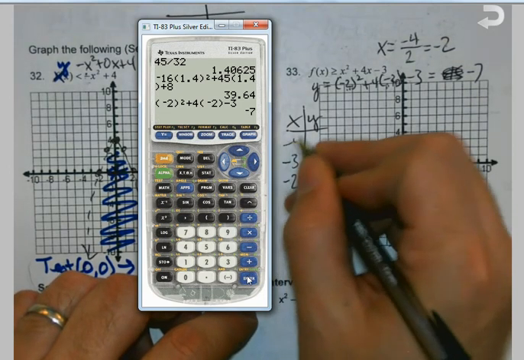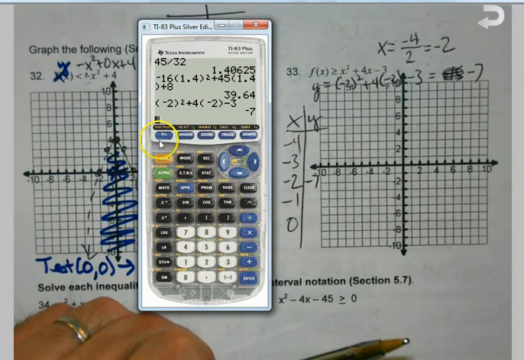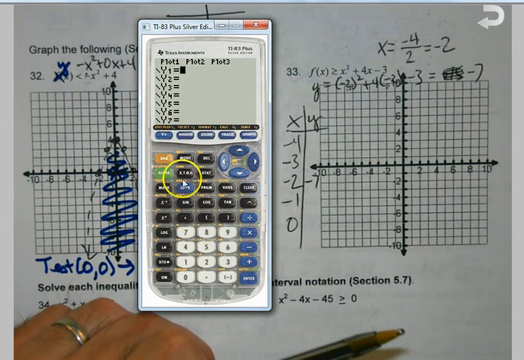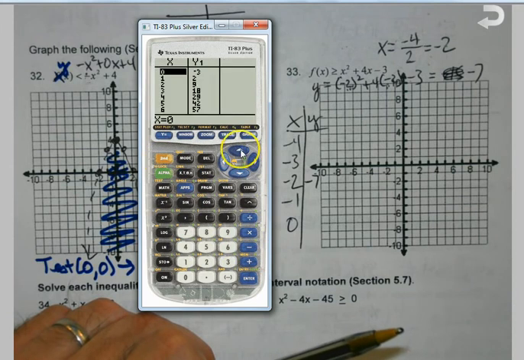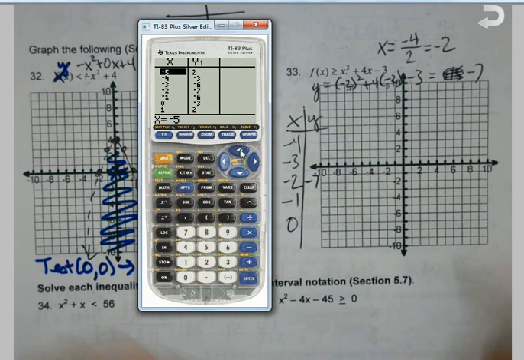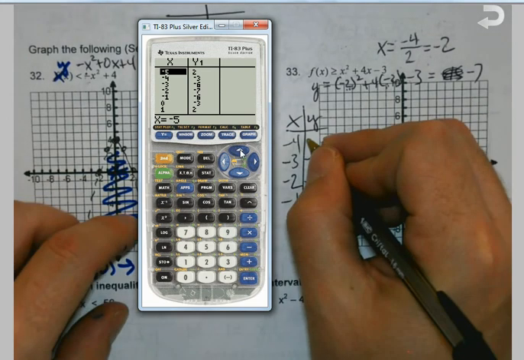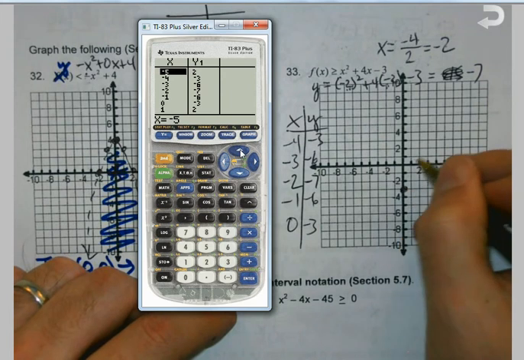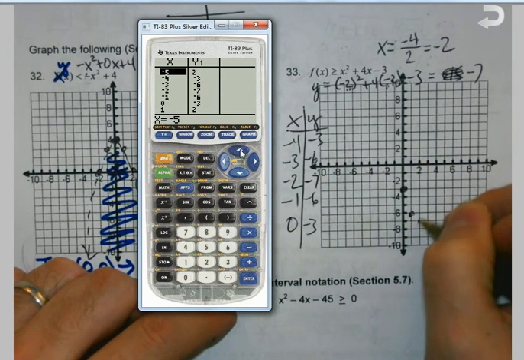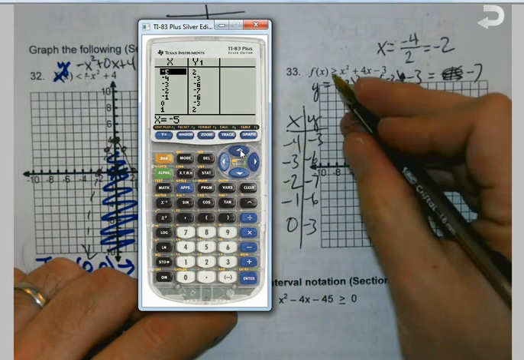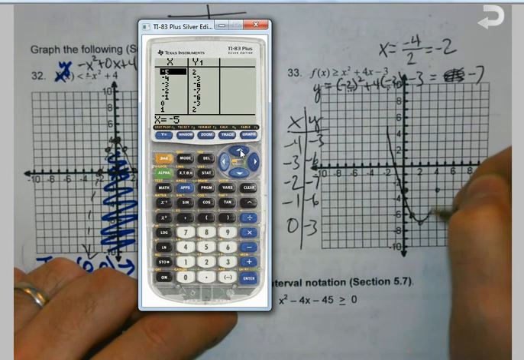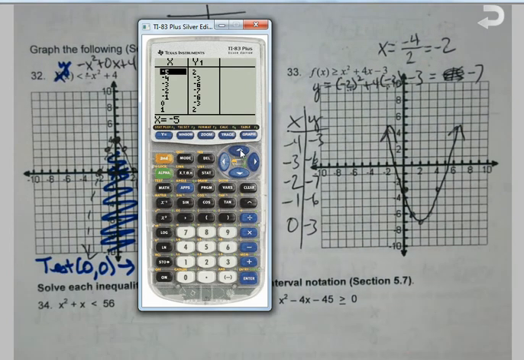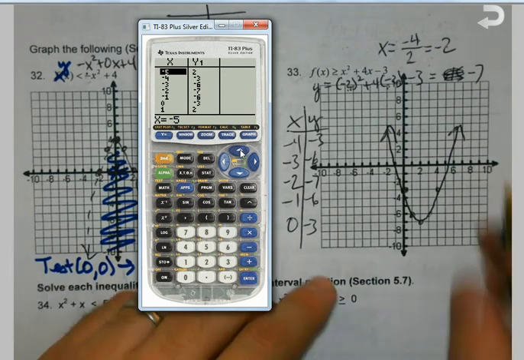Negative 3, negative 4. And again, if you want to save some time, never a bad idea, use the chart now that I know what my negative 6, negative 3 are. This one's going to be solid. And there it is. But again, that's not the real one.